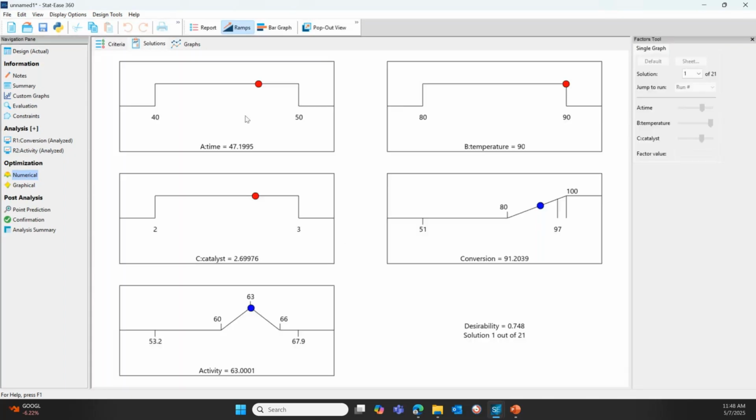And we have a solution now. If we look at the ramp view on this, here's the time, temperature, and catalyst that would deliver the best balance between the two objectives. We could hit a conversion of 91, and we pretty well nailed the 63 activity, right? So we were able to find the optimal solution with, in this case, two criteria.